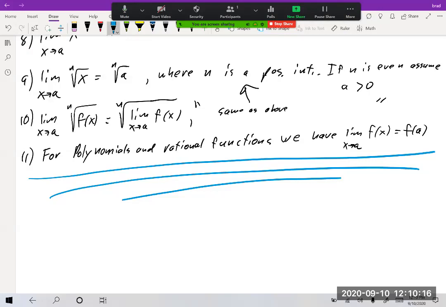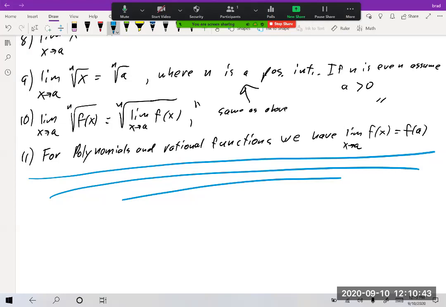So this is very powerful because that means that if you're dealing with a polynomial or a rational function, you are allowed to simply plug a in, evaluate at a, okay? And that's because polynomials are smooth and continuous everywhere, and rational functions are continuous everywhere on their domain. So for rational functions, you still can't just plug in a if it's one of its vertical asymptotes or if there's something else going on there.